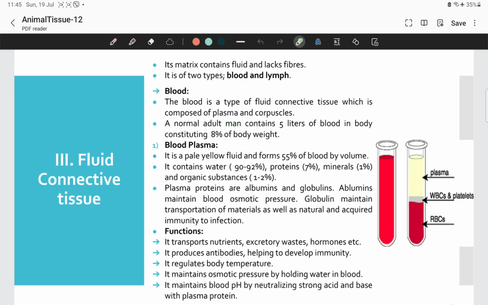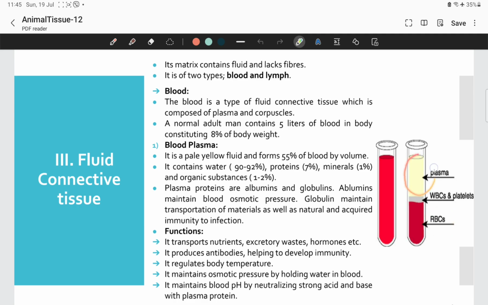Now let's discuss one by one. First we'll discuss blood plasma, which represents the matrix. It is liquid in state, its color is pale yellow, and it makes almost 55% of blood by volume. Initially when you take the blood, it is all red in color. Once it settles down for half an hour, you can see two distinct layers. The upper layer, which is pale yellow in color, is plasma, and the lower one, the thick red portion, is known as blood corpuscles or blood cells.